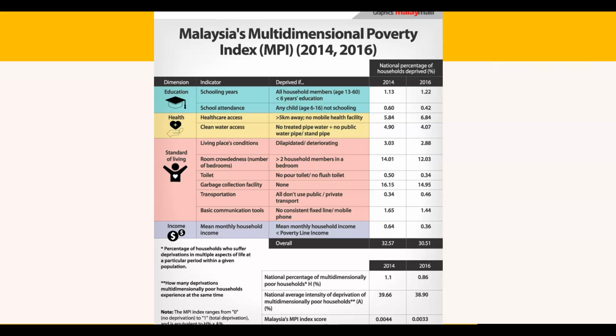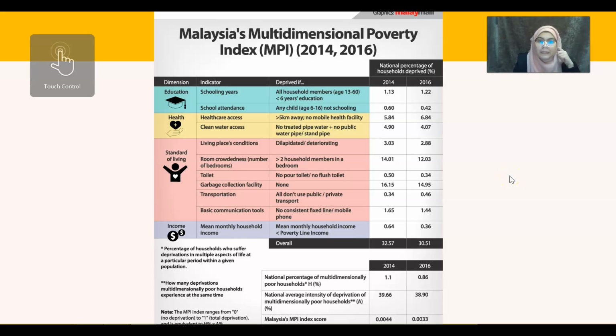Then they look at school attendance: whether any child in the household aged 6 to 16 is not schooling, meaning from preschoolers until about form 4. Here the percentage shows a reduction in prevalence. That's for education, looking at school years and school attendance.